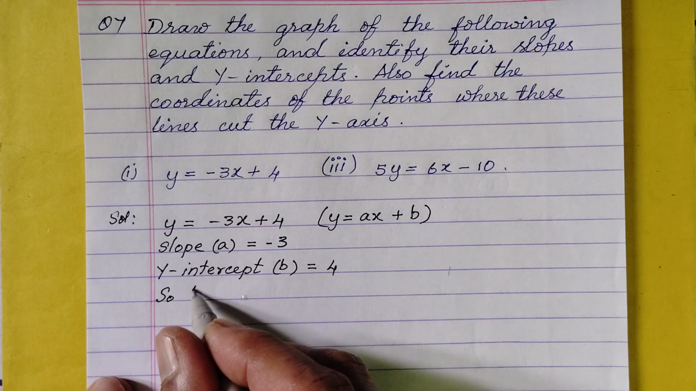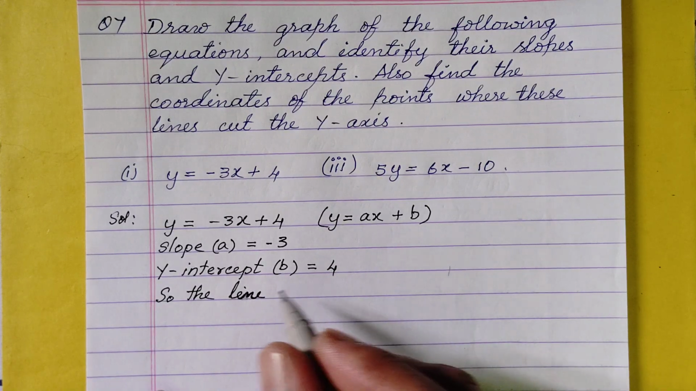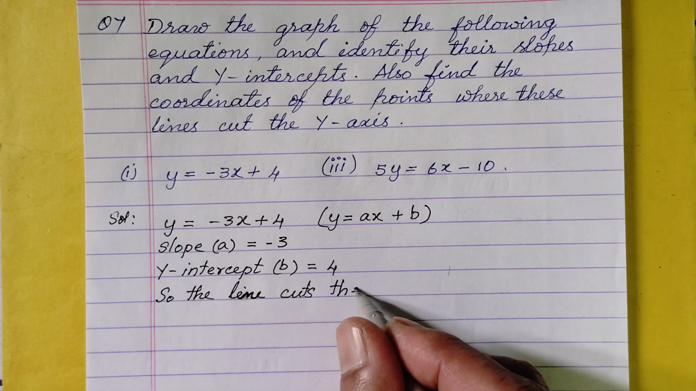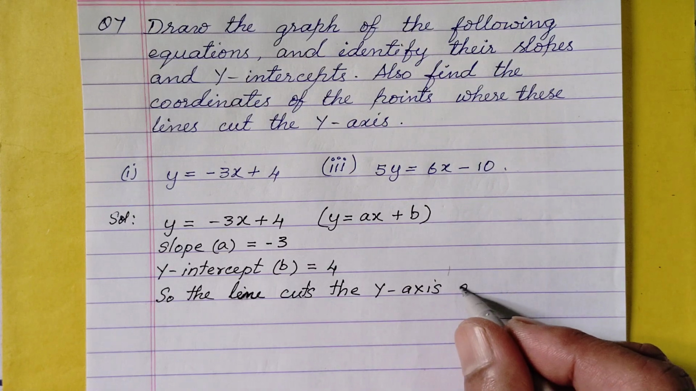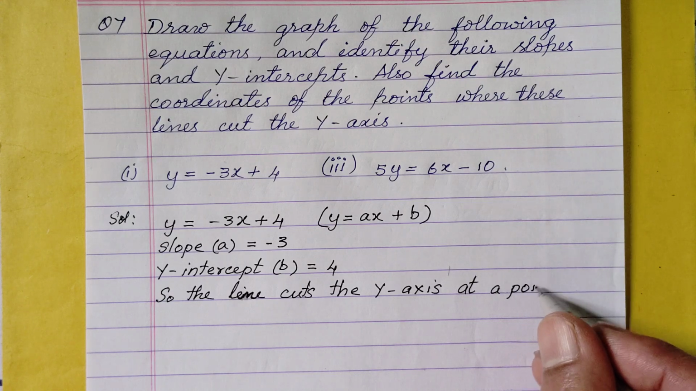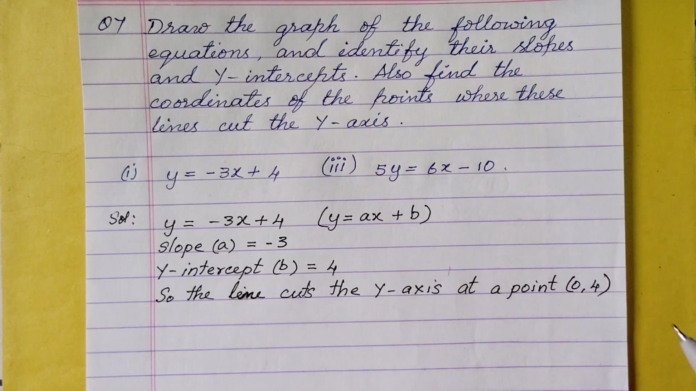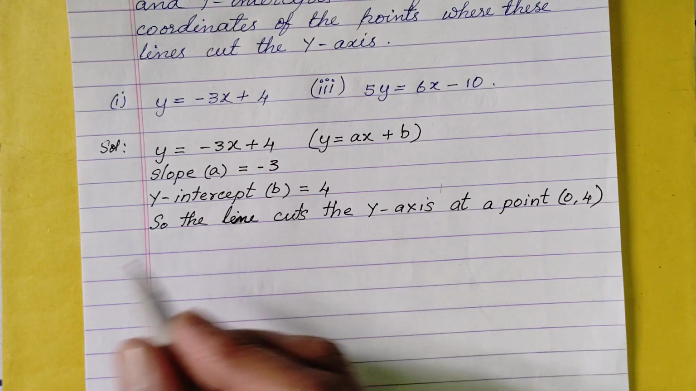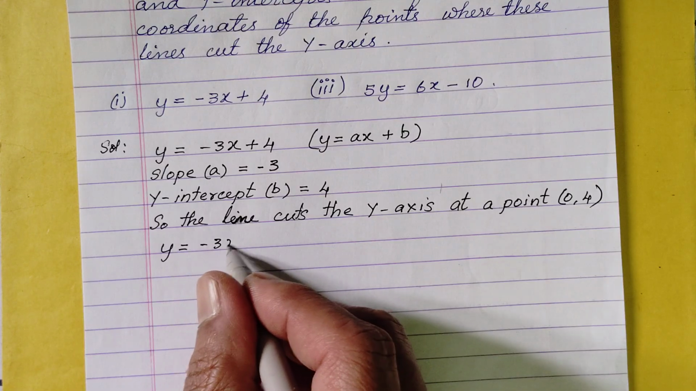So the line cuts the y-axis at a point (0, 4). Now we'll draw the graph of this. So y equal to minus 3x plus 4.